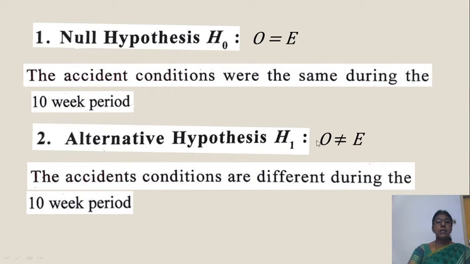The alternate hypothesis is the opposite of H0: O is not equal to E. What is that? The accident conditions are different. H0 is same, so different means the opposite of same. Therefore H1 is that the accident conditions are different during the 10-week period.